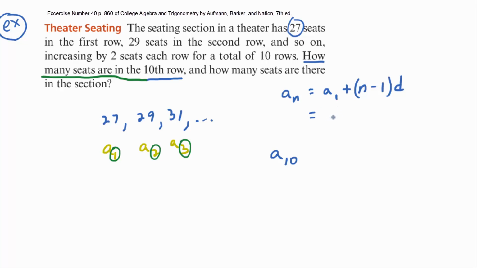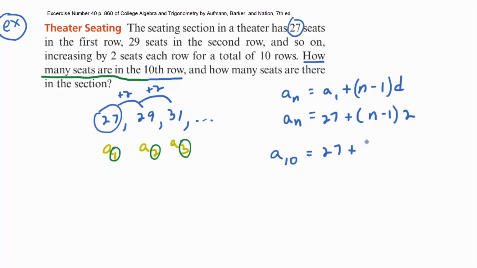What's A1 in this case? That would be the 27, right? Plus n minus 1 times, what would d be? What is this increasing by each time? If you add 2, you get 29. If you add 2, you get 31. So d is 2. Oh, so that's your nth term formula. That's almost the whole ball game, right? What do I do with this formula to find A10? Plug in 10. So 27 plus 10 minus 1 times 2.